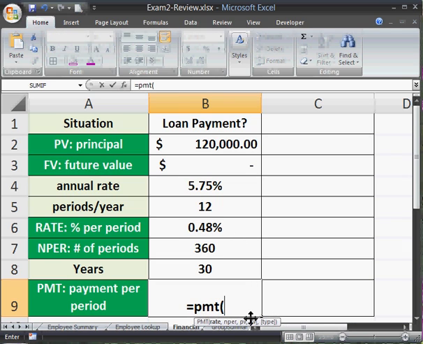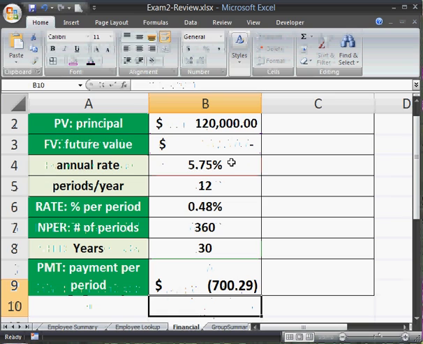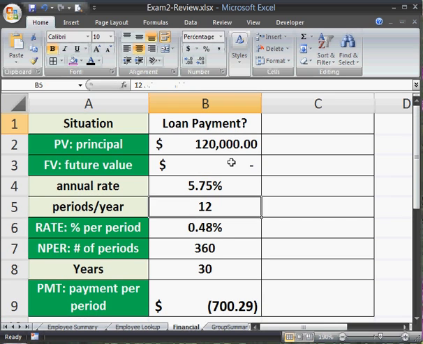PMT, and we use the tooltips. Remind us what arguments we need: the rate per period, followed by the number of periods, B7, and put commas after each argument, followed by the present value, 120,000, and the future value, which in this case is 0. And notice you don't need a comma after the last argument. You just put a parenthesis, and presto, we know that our monthly payment will be $729, or $700.29.